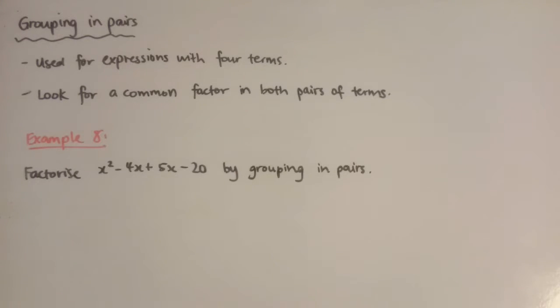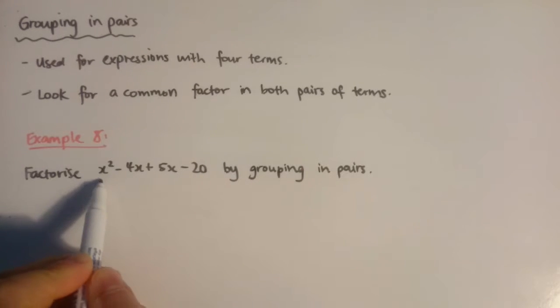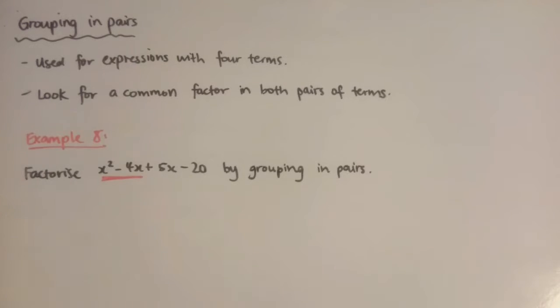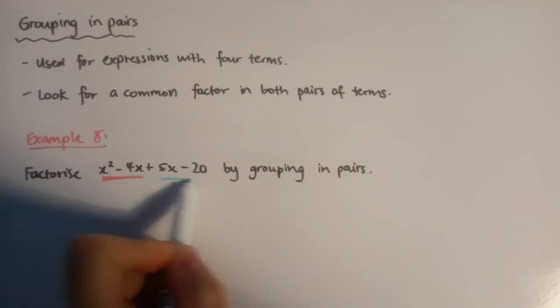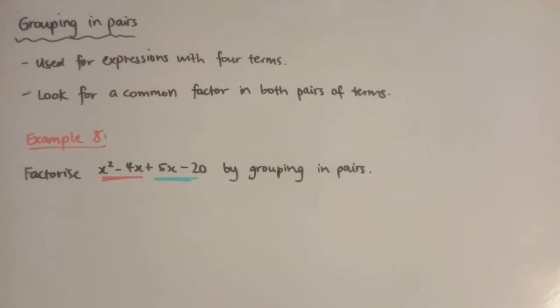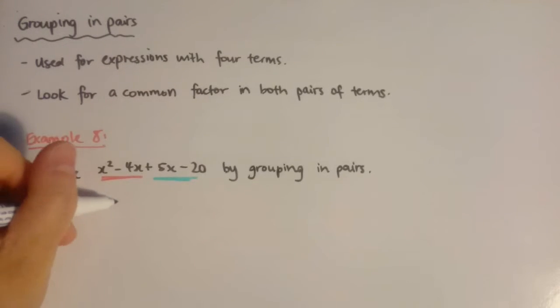So the first example that we have here says to factorize this expression by grouping in pairs. What I'm going to do is underline our 2 different pairs. We've got a pair there and a pair here, and I'm going to write this expression out again. So we're doing x squared take 4x, that's our first pair, and our second pair 5x take 20.